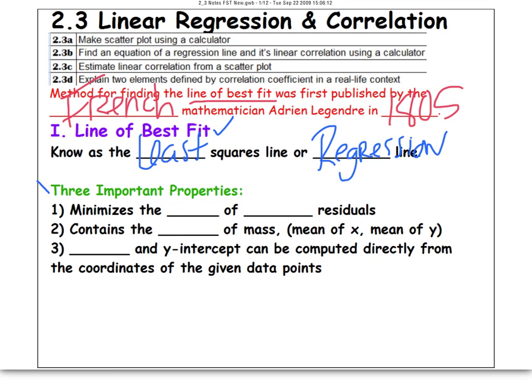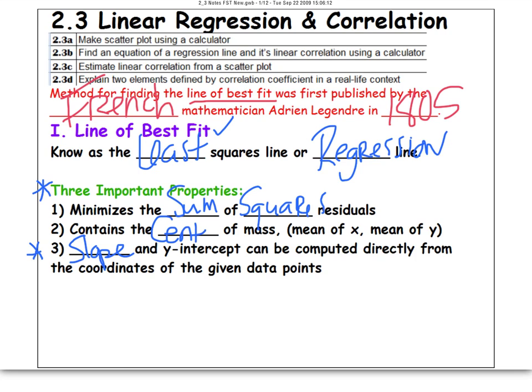So the three important properties of a linear regression from the calculator is, let's actually start with number 3 because we just said it. What it's going to do is compute the slope and the y-intercept from the coordinates that we type into the calculator. Now, as it does this, it goes through and looks at various lines and computes and minimizes the sum of the squared residuals. And what it kicks back to you is the one line that has the smallest sum of squared residuals as the final answer. Now, this line will actually contain what's called the center of mass.